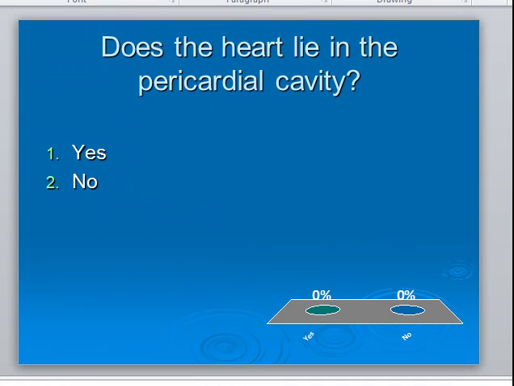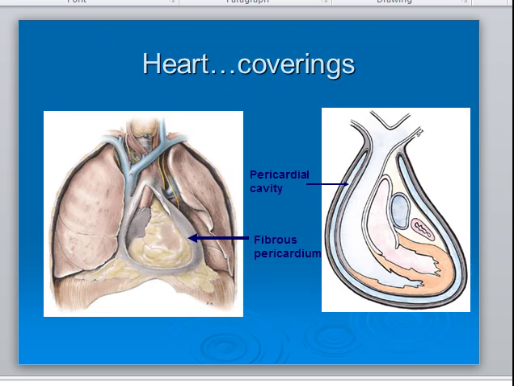First of all, does the heart lie in the pericardial cavity? This is false, because if you look at this image, this is the area of the pericardial cavity, this in blue. The heart is only surrounded by the pericardial cavity. It's not lying in the pericardial cavity. Only fluid lies in the pericardial cavity.